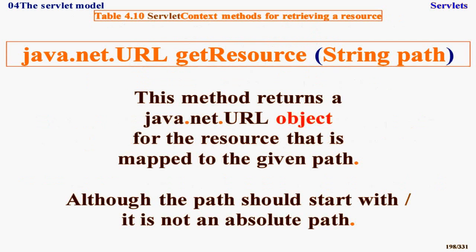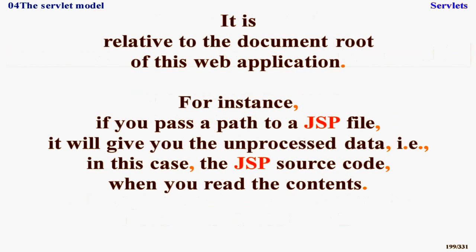Table 4.10: ServletContext methods for retrieving a resource. java.net.URL getResource(String path): this method returns a java.net.URL object for the resource that is mapped to the given path. Although the path should start with a slash, it is not an absolute path; it is relative to the document root of this web application. For instance, if you pass a path to a JSP file, it will give you the unprocessed data, i.e. in this case, the JSP source code, when you read the contents.